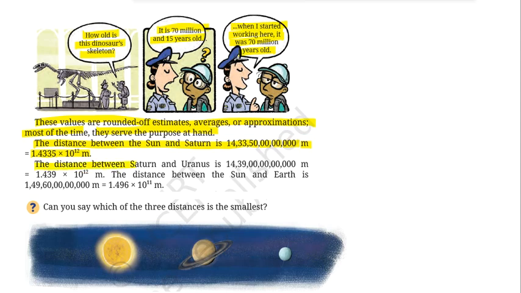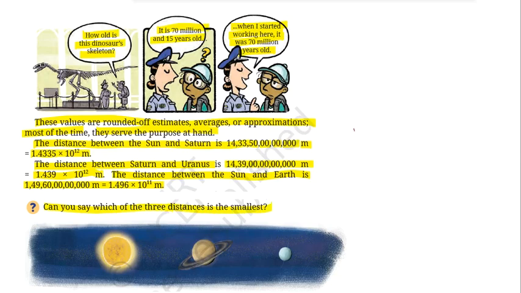Then the distance between Saturn and Uranus is 143900000000, which is again written as 1.439 into 10 to the power of 12 meters. The distance between the Sun and the Earth is 14960000000, which can be written as 1.496 into 10 to the power of 11 meters. Now they are asking, can you say which of these three distances is the smallest?